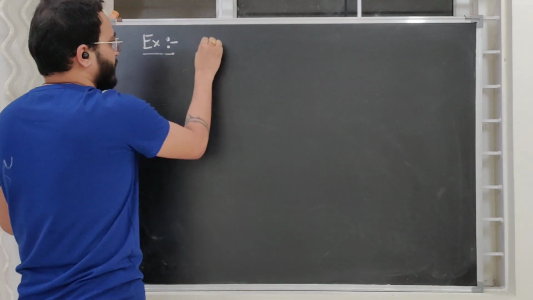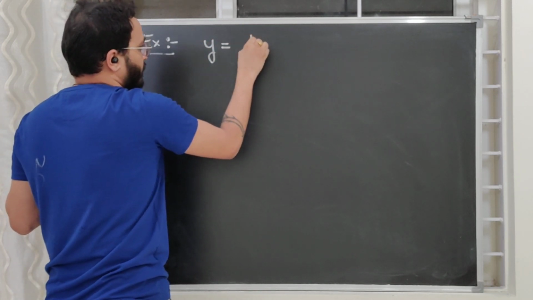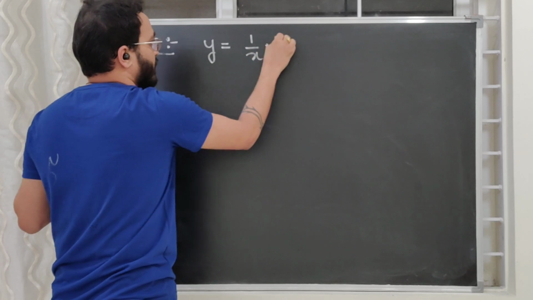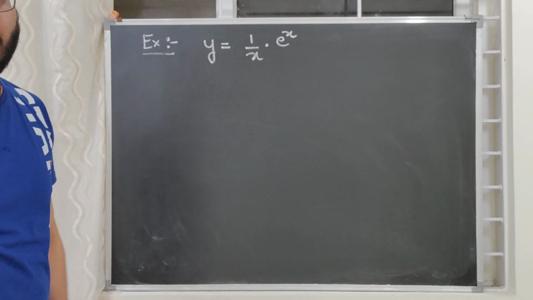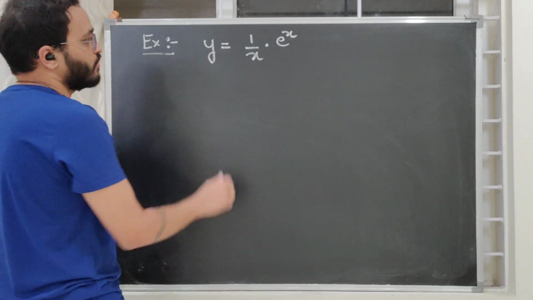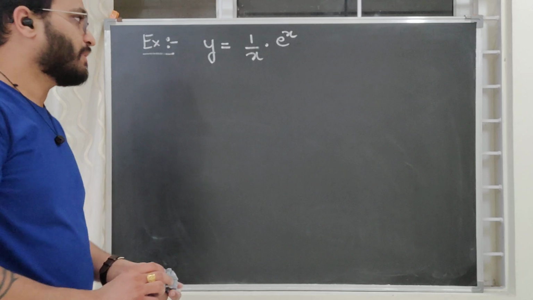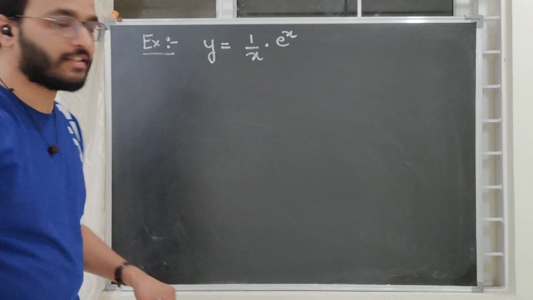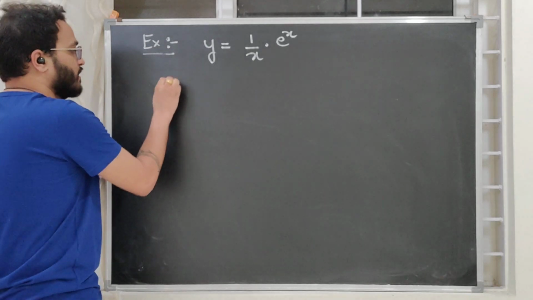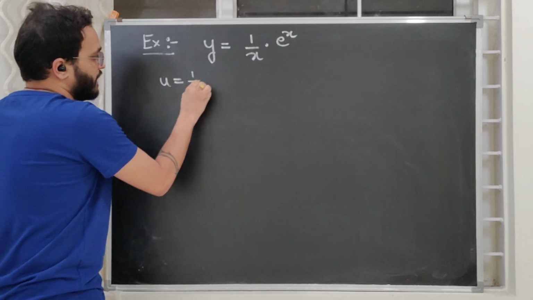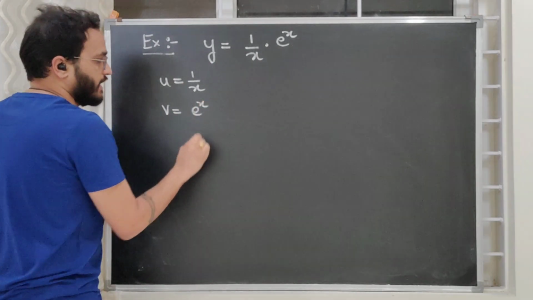Suppose it is given that y is equal to 1 by x dot e to the power x, right? This is given. Now, how will you solve it? You can apply the product rule here. You will say, sir, we can simply apply the product rule here and say that u is 1 by x, and v is e to the power x.